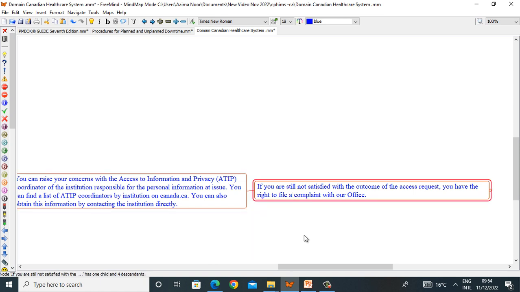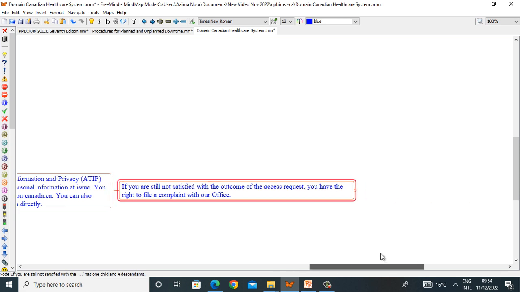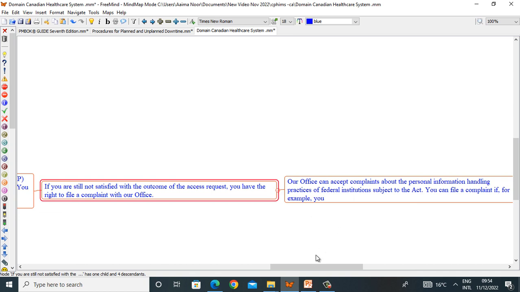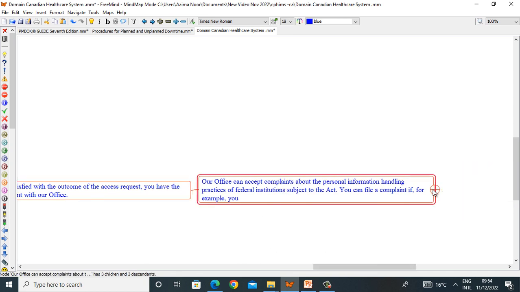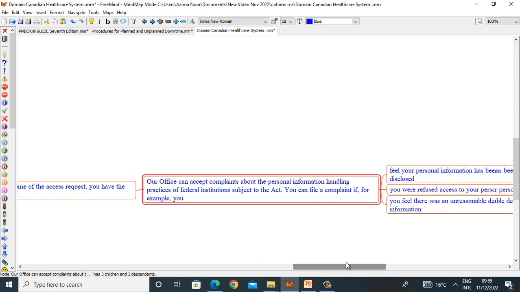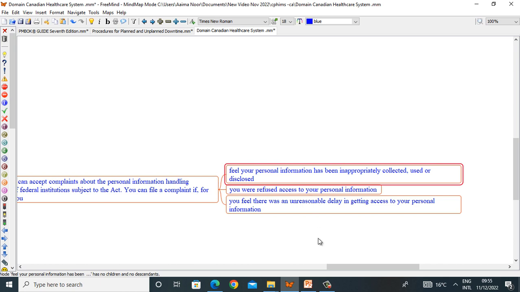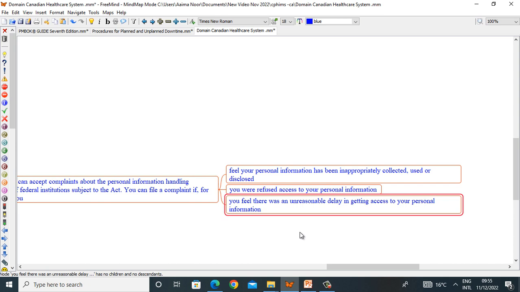If you are not satisfied with the outcome of the access request, you have the right to file a complaint with our office. Our office can accept complaints about the personal information handling practices of federal institutions. Subject to the Act, you can file a complaint if, for example, you feel your personal information has been inappropriately collected, used or disclosed, you were refused access to your personal information, or you feel there was an unreasonable delay in getting access to your personal information.